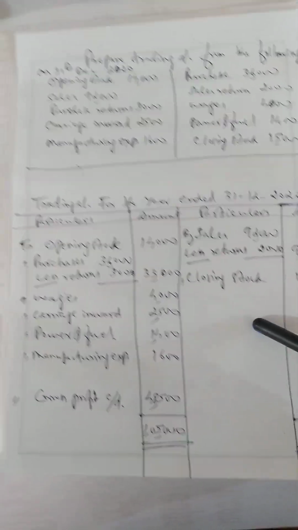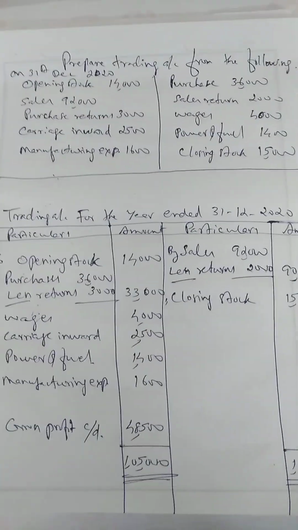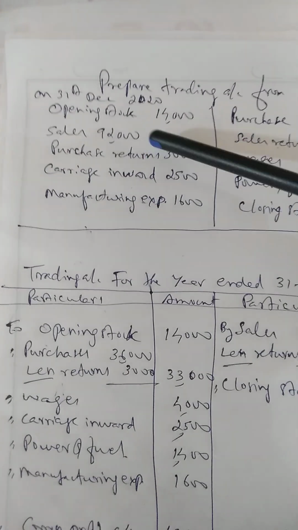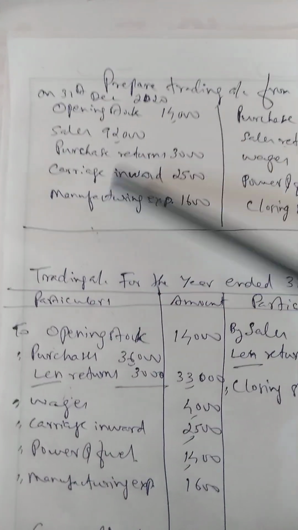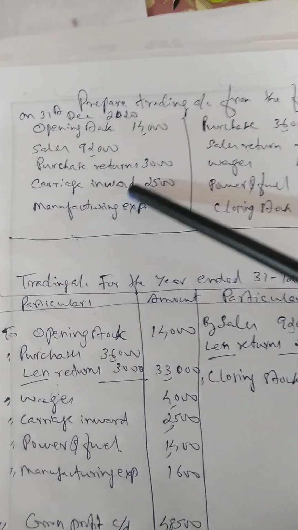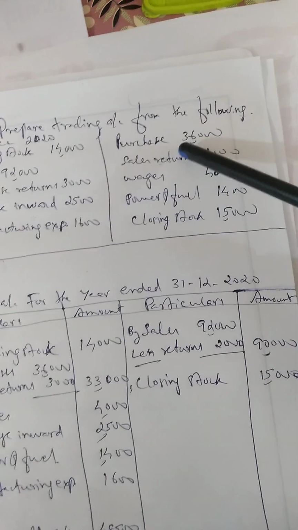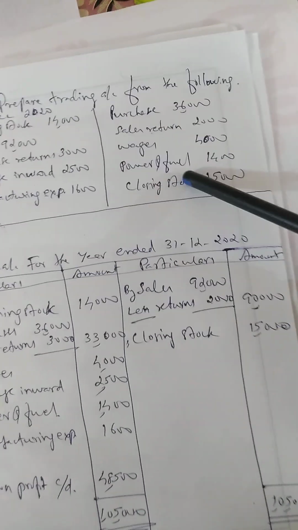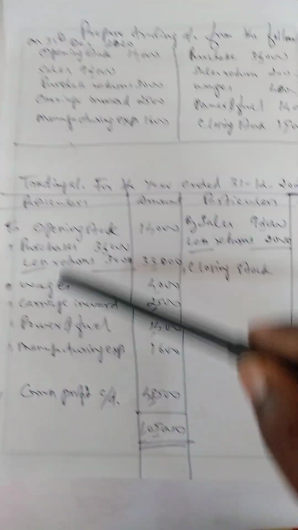In this way, all the items are taken or considered in the trading account. Before finalizing, you have to check whether all the items are considered or not. Opening stock, sales, purchase return, carriage inward, manufacturing expense, purchase, sales return, wages, power and fuel, closing stock. All the items are considered here.